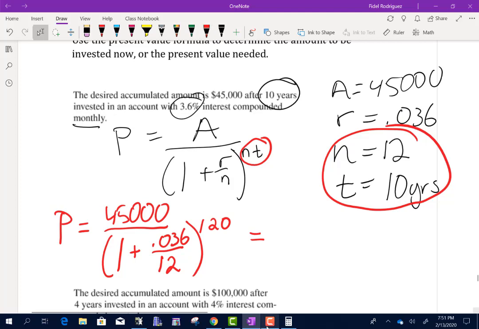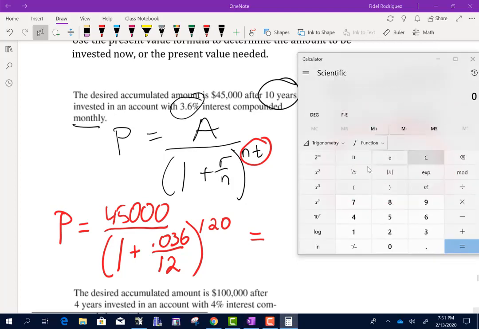Just like we did before, I'm going to grab my calculator right here. Let me clear this out. So let's type in exactly as we see it. 45,000 divided by, remember, we got to do the parentheses. 1 plus 0.036 divided by 12. Close my parentheses. And we're going to raise that to the power of 120. And I'm going to hit equals. And so today, we're going to need $31,412.36.